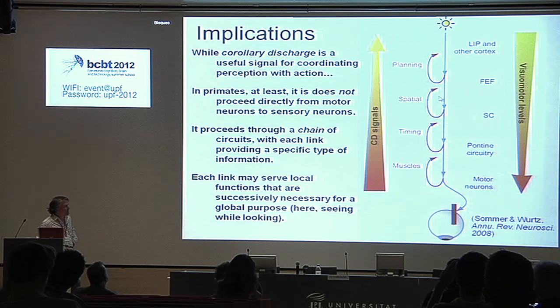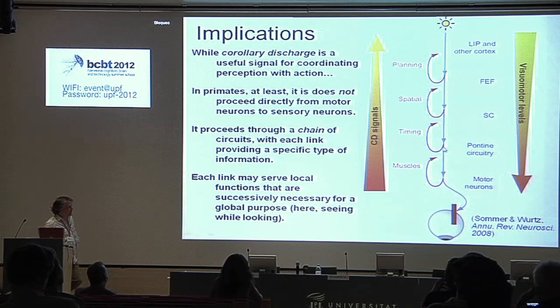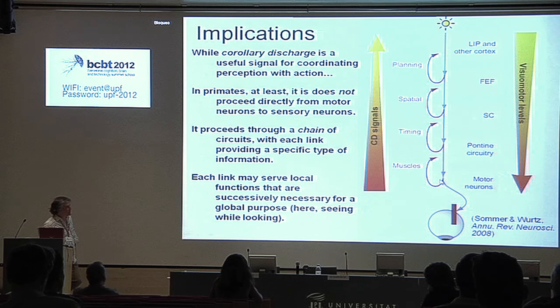I don't know what a better term is. I'm still calling it corollary discharge for now, but each link may serve local functions within these immediately preceding areas that are successively necessary for a global purpose. For example, seeing while looking, having a stable visual representation during saccades. But it's not a big jump. There's a little processing going on step by step.